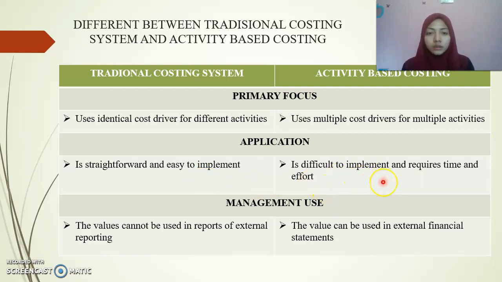ABC is difficult to implement because it involves choosing a suitable basis of absorption and absorbing overheads on that same basis, which is a complicated and time-consuming exercise. Additionally, in some cases, it becomes difficult to determine a proper basis for the allocation of an activity.